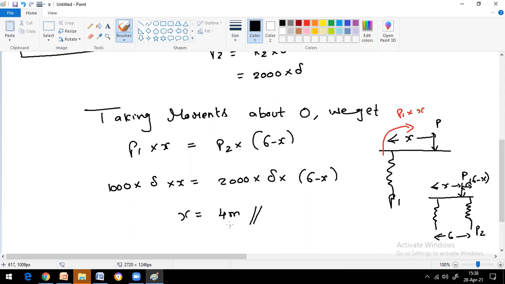That's it. So when you keep the load at a distance of 4 meters, then you can make your whole unit a horizontal plane. That is what they ask you to calculate. Here the only important thing is the moment. We should know how to take the moment. So guys, these are the problems which are related to springs.